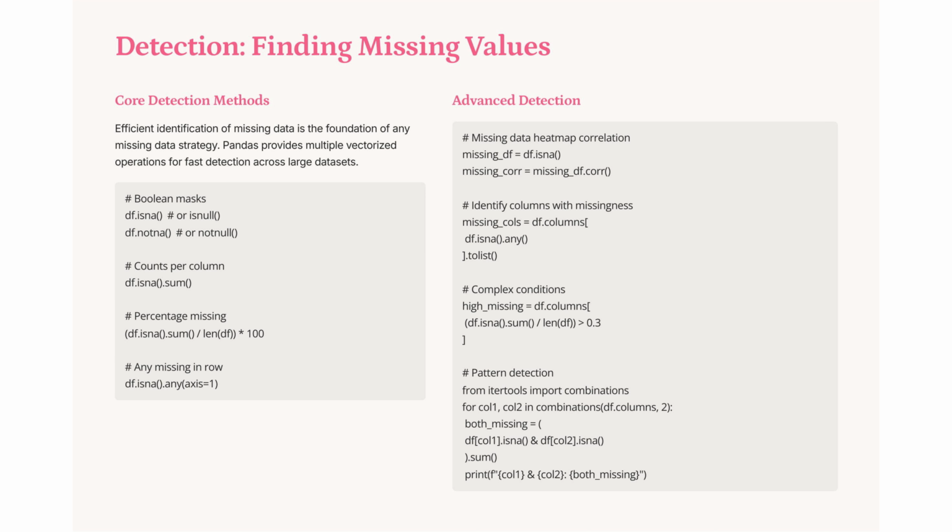Efficiently detecting missing values is crucial for data analysis. Use Boolean masks like df.isna to identify missing data, and df.notna for non-missing. Calculate missing counts with df.isna().sum(), and percentages with df.isna().sum() / len(df) * 100. Identify columns with missing data using df.columns[df.isna().any()]. Advanced techniques include correlation heat maps and pattern detection using combinations.